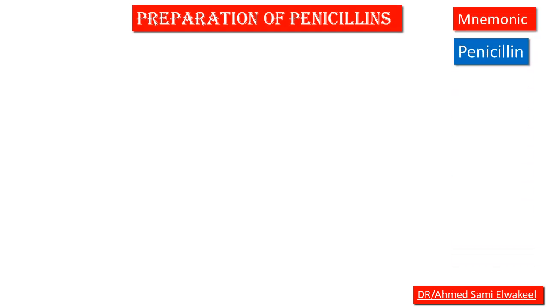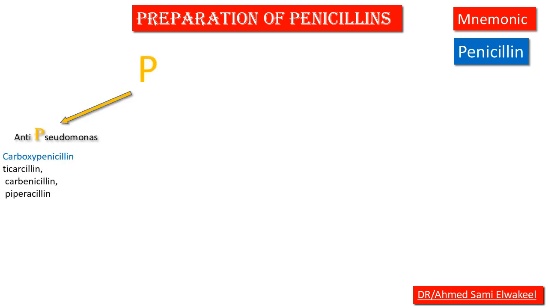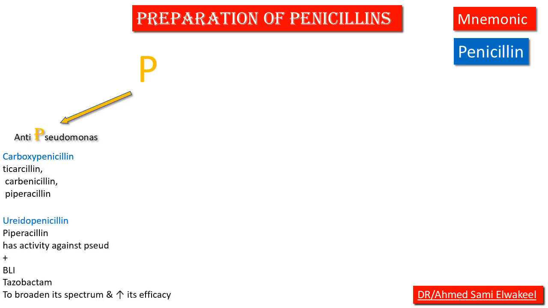Preparations of penicillins. The mnemonic is "ladders of penicillin." P4 is anti-pseudomonas, which includes carboxypenicillin and ureidopenicillin. Carboxypenicillin like ticarcillin and carbenicillin, and ureidopenicillin like piperacillin, which has activity against pseudomonas. We can add a beta-lactamase inhibitor like tazobactam to broaden its spectrum and increase its efficacy.